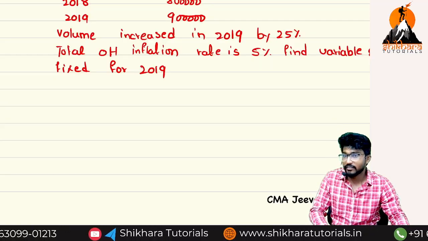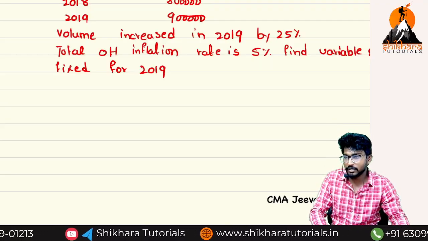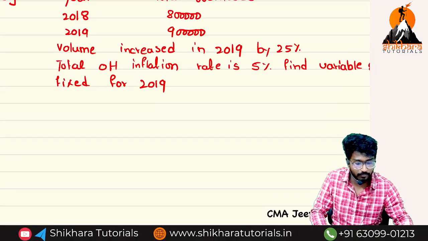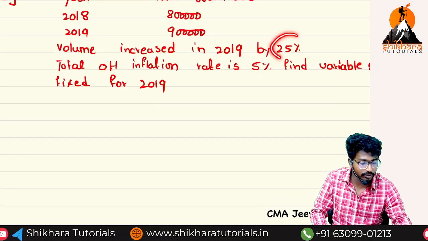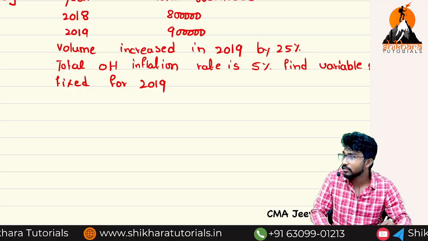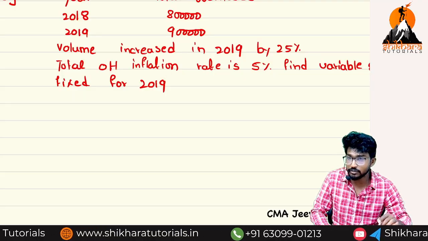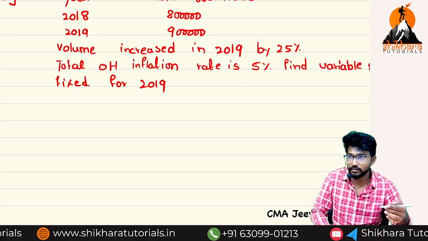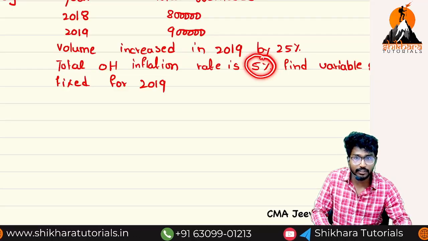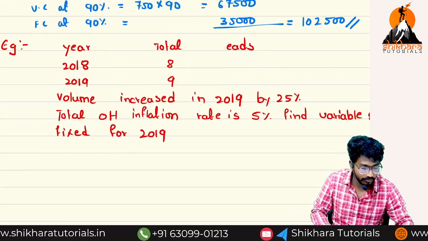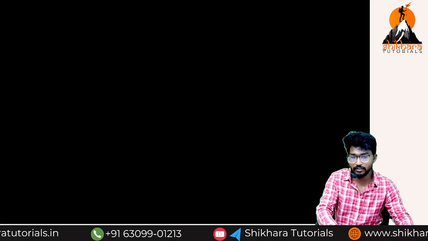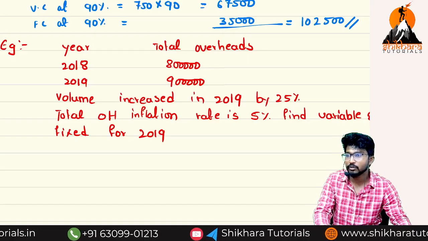What I said, whenever we have two variables, it is not possible to calculate or solve the problem. Here, volume is increased by how much? 25%, as well as total overhead inflation rate, not only in fixed cost, not only in variable cost, total overhead, both fixed cost as well as variable cost are increased by how much? 5% due to price. Now here we have a change of how much? 3 lakhs, for 2018 and 2019.